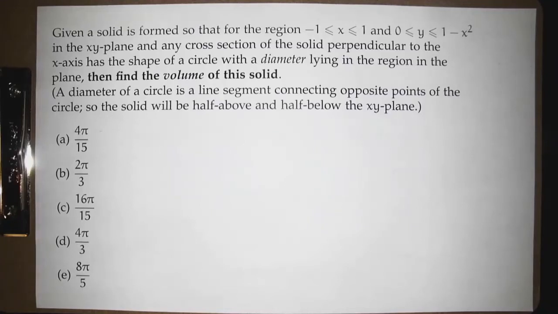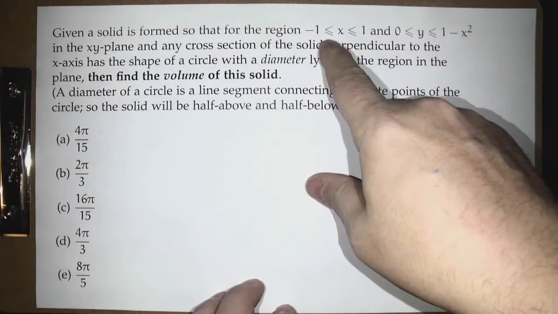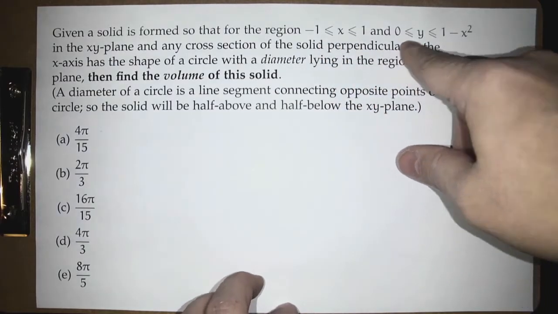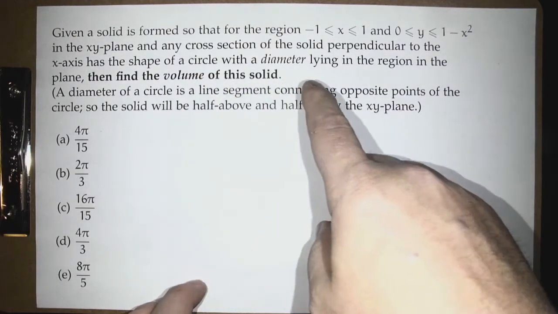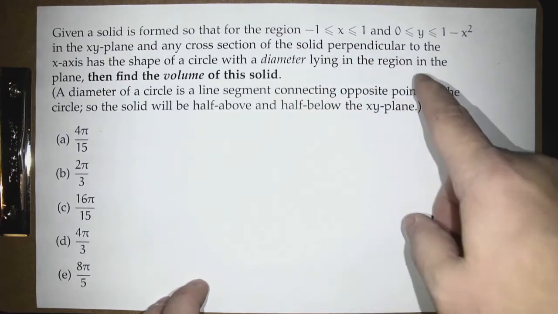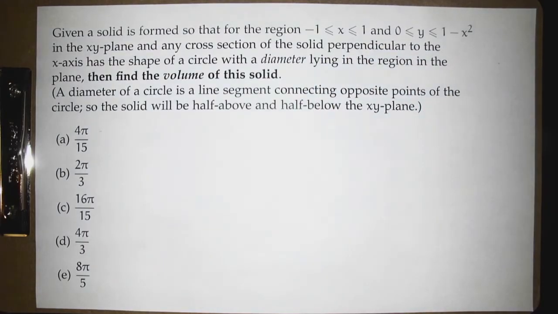We're given a solid, and it's formed so that for the region x going from -1 to +1, y goes from 0 to 1 minus x squared in the xy plane. You take that and you take any cross-section of the solid perpendicular to the x-axis. Well, that cross-section is a circle where the diameter lies in the region. And the question: find the volume of the solid.